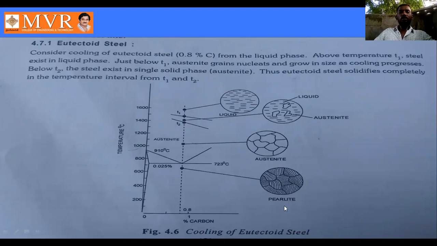After that, the final structure we can observe is pearlite. This pearlite we can call the eutectoid steel at constant temperature. So the pearlite will be formed like this: the austenite changes to pearlite. It is the cooling of the eutectoid steel.